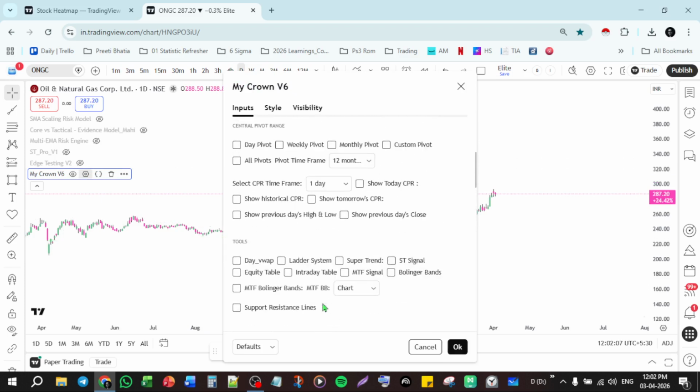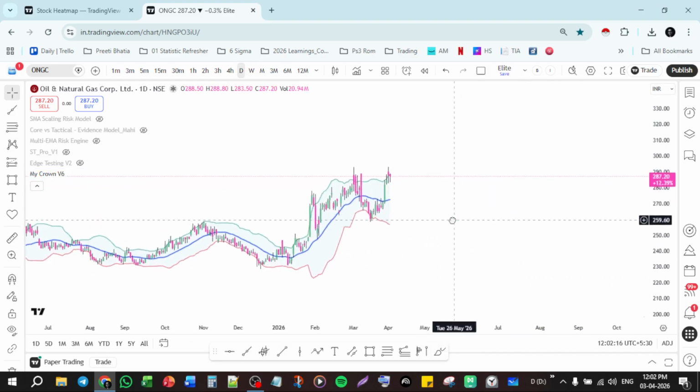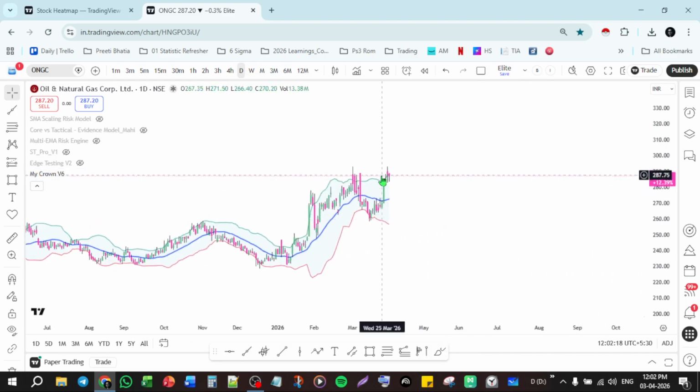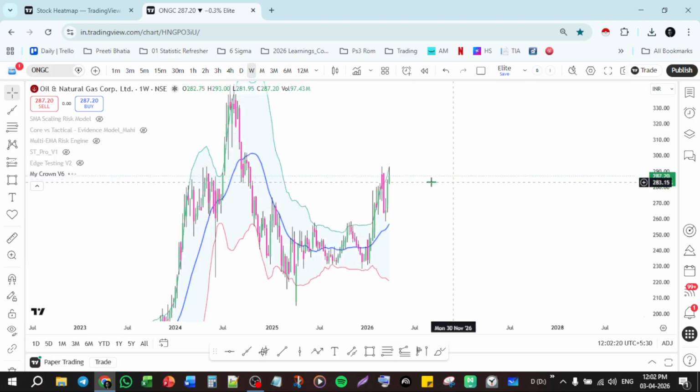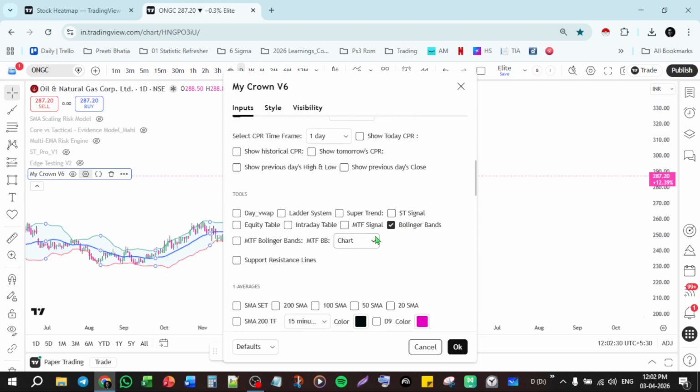Now, what do I need? I need my super trend. No, I need my Bollinger. Let's check. Because it is on the upper band, that's a problem. It is on the upper band. So I need the price to come down for me to enter. That means we are waiting for a pullback.